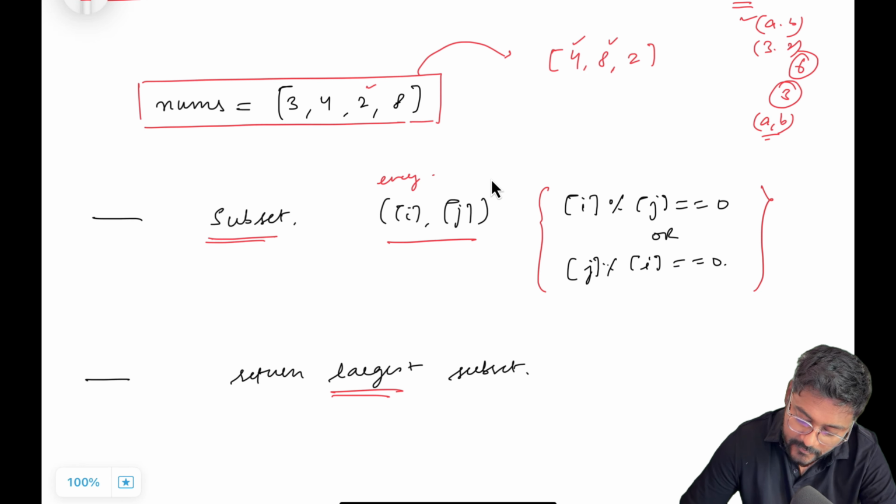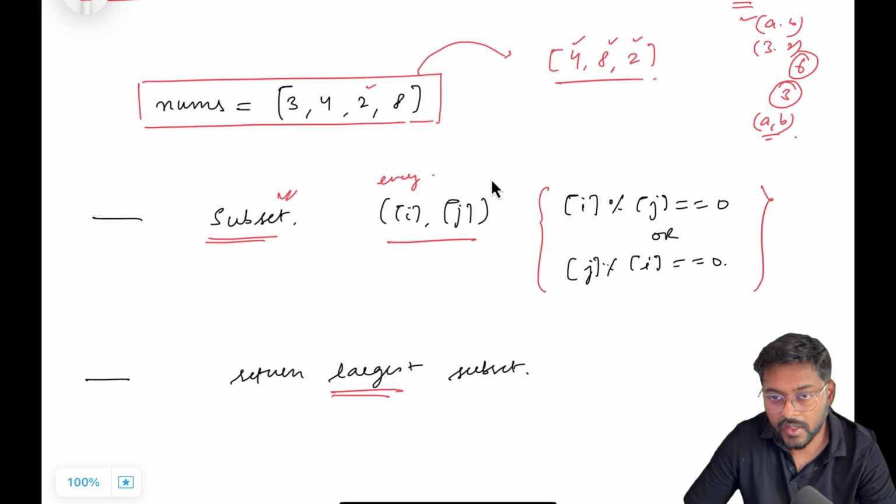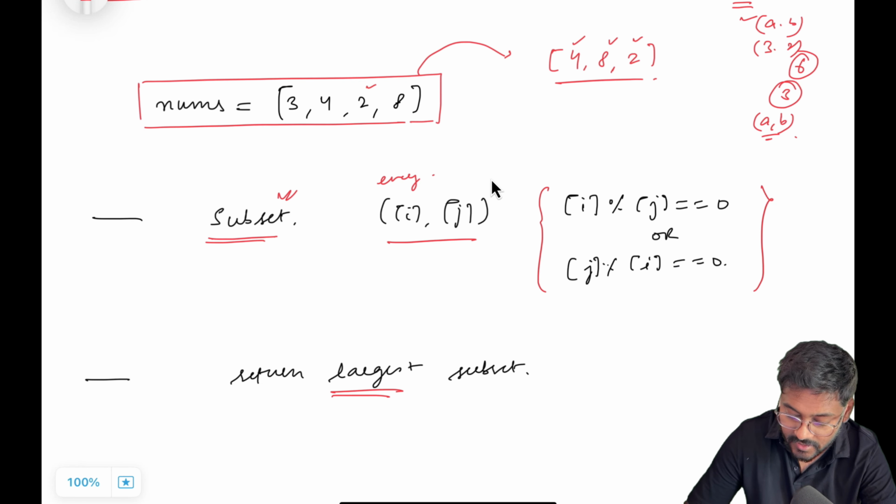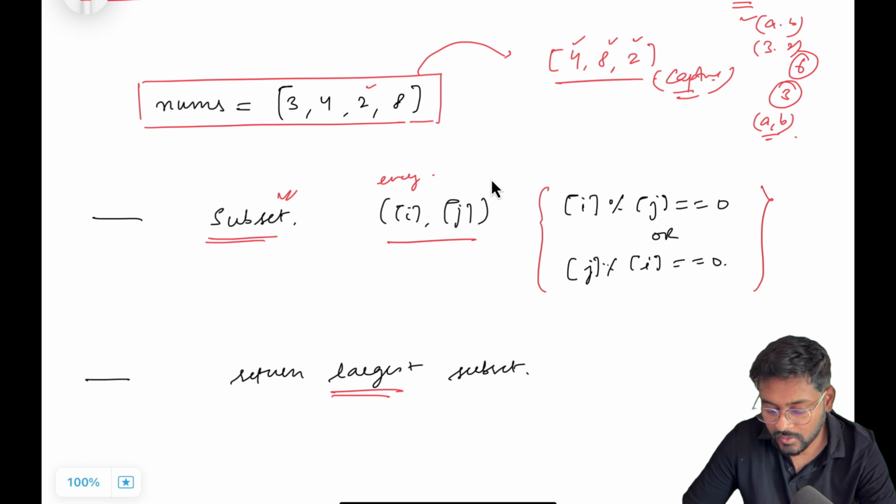In this case every pair is satisfying this condition, so it's a valid subset, and this subset can be the candidate for my answer, and I will capture it and see if I can go better than this. No, there is no other possibility, so this is going to be my answer in this case.